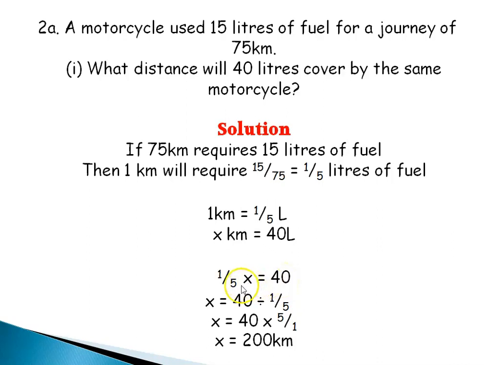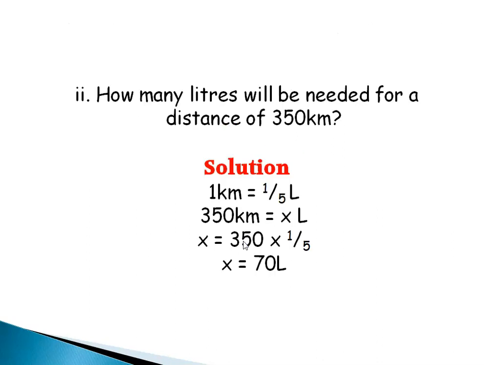Is that taken? Now divide both sides by 1 over 5. 1 over 5x divided by 1 over 5 will be x, and then 40 divided by 1 over 5. I can change this to multiplication and then interchange the numerator and denominator. So 40 times 5 over 1. That means my 5 is here now, my 1 is here. And then 40 times 5 is 200 kilometers. So that means for me to be able to use 40 liters of fuel, I must travel 200 kilometers. Is that taken? Very good.